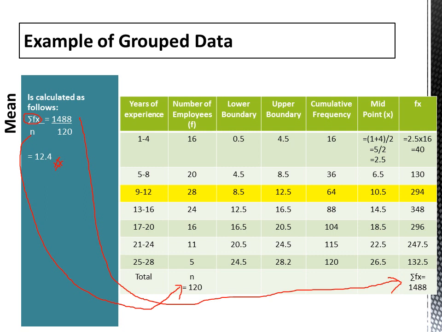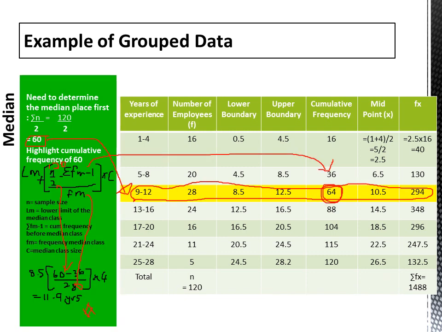For this case, the sum of fx is 1488 and the sum of n is 120. So in order to get the mean, you need to divide the sum of fx by n, 1488 by 120, which is equal to 12.4.